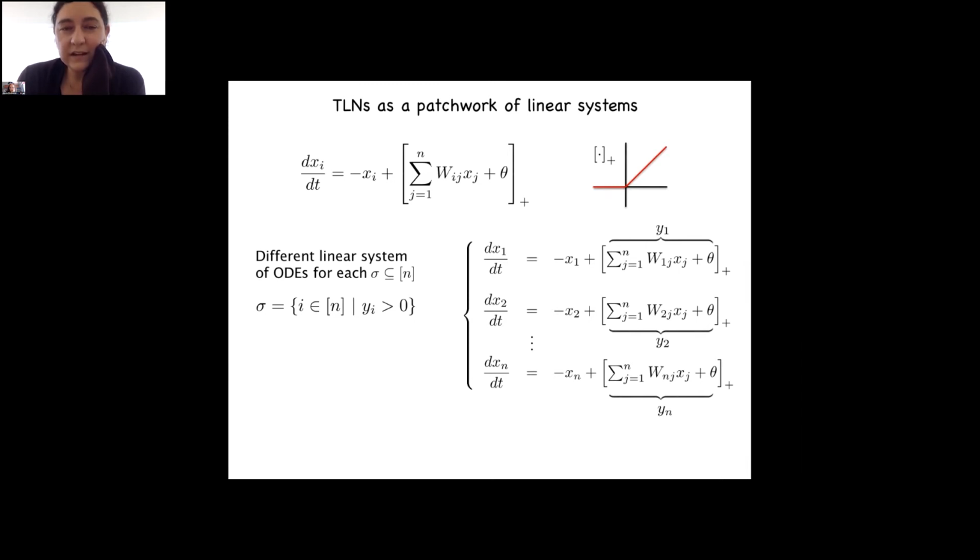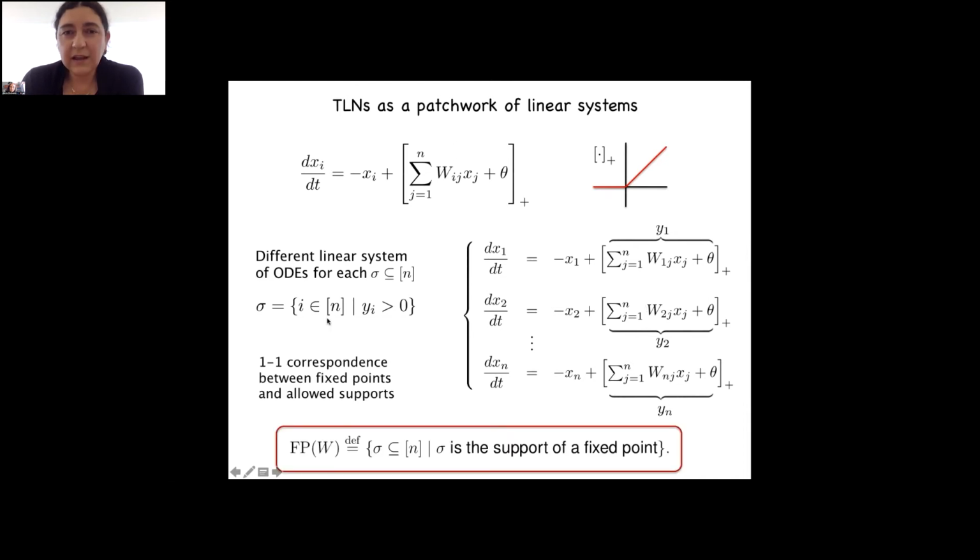So there are a few observations that you can immediately make from thinking about this hyperplane arrangement picture, and one of them is that under some mild non-degeneracy conditions, each one of those linear systems can have only one fixed point, and that fixed point may or may not live inside the chamber where the linear system is governing the dynamics. And so, in fact, it ends up happening that you have a one-to-one correspondence between fixed points and allowed supports. So given a support of a fixed point, which is the neurons that are non-zero at that fixed point, there can be at most one fixed point.